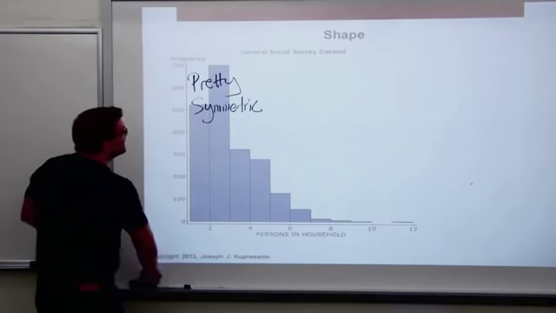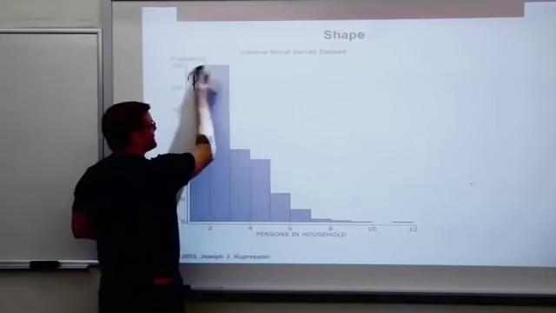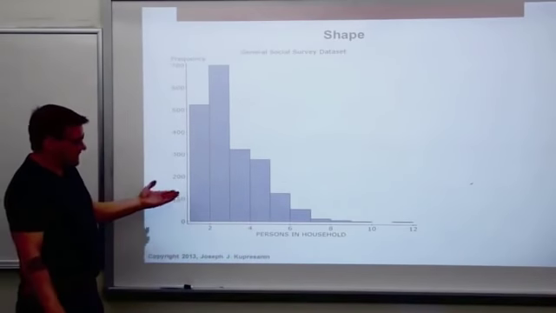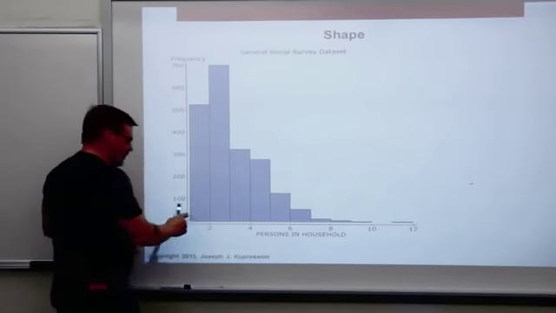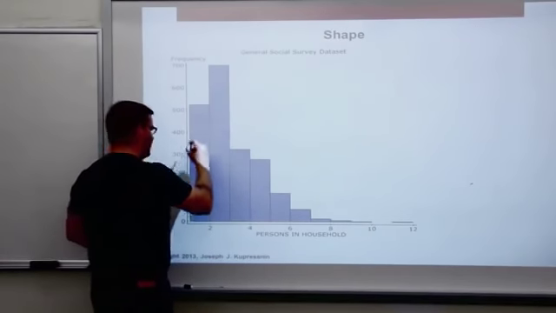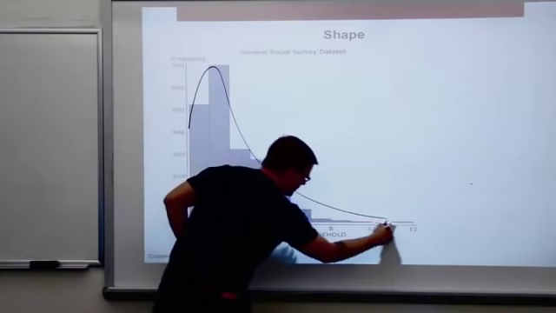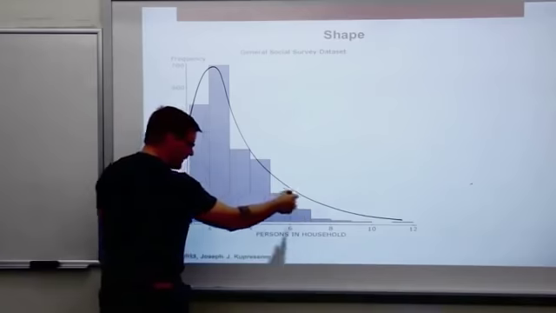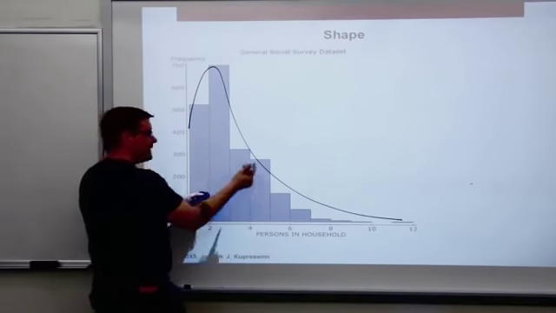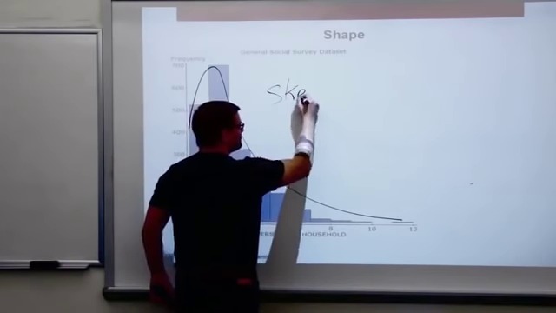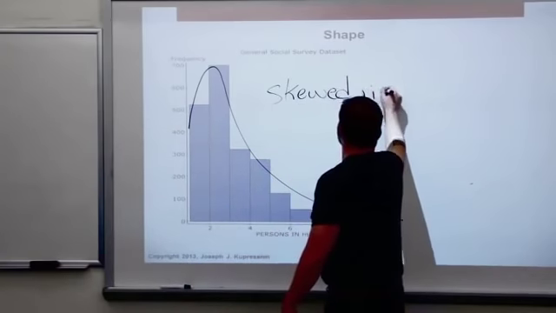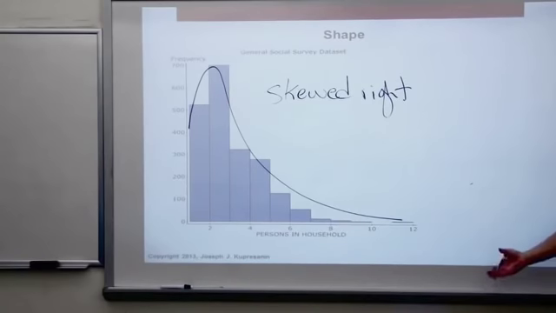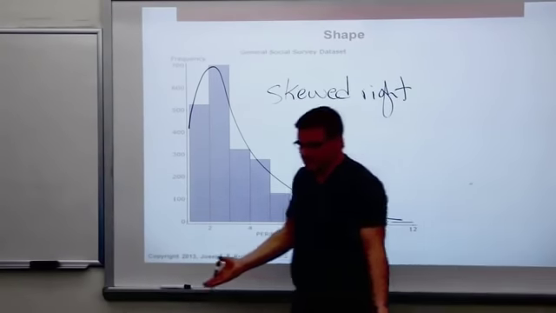Here's the second one. Going back to that General Social Survey, number of people living in a household. Clearly skewed to the right. Most of the data is piled up on the left. If we tried to smooth it out to represent with a smooth curve what's happening, I would get something like this. This is clearly skewed right. All right, and you can guess the last one because it's the one we didn't do, so of course it's skewed left.